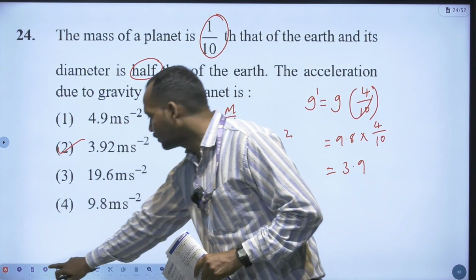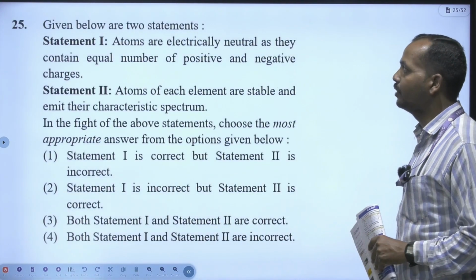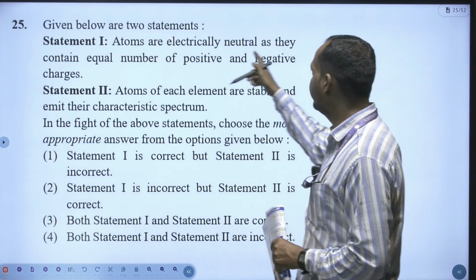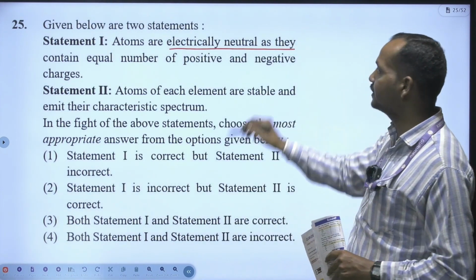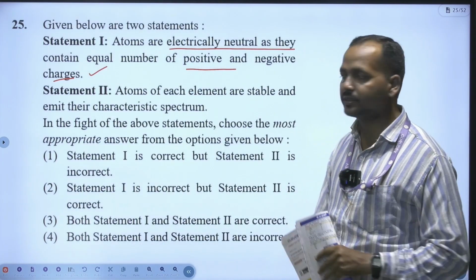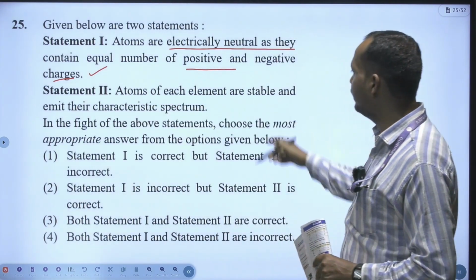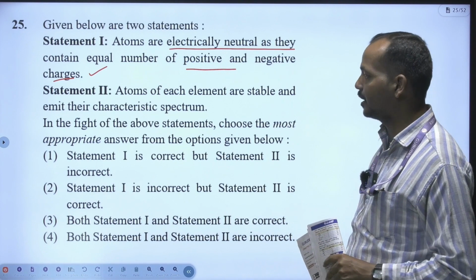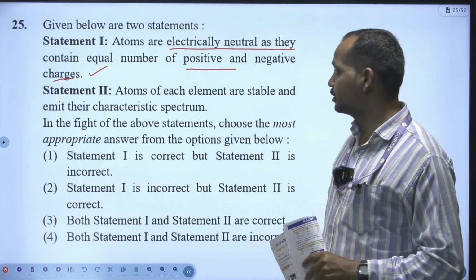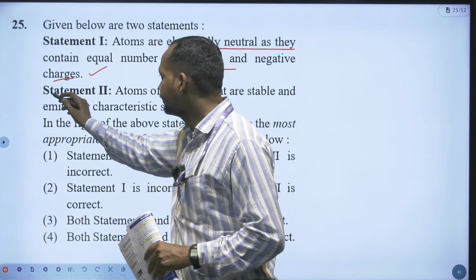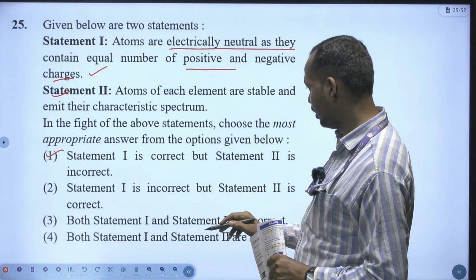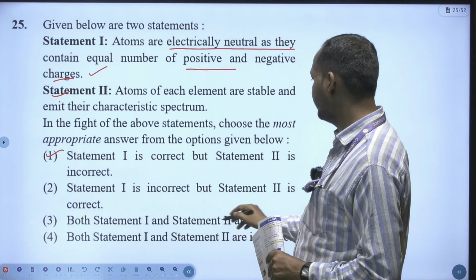The next, 25th question: given below are two statements. Statement 1: atoms are electrically neutral as they contain equal number of positive charges and negative charges. Yes, this is correct. Statement 2: atoms of each element are stable and emit their characteristic spectrums. Yes, atoms are stable and they emit their respective spectral lines. The second statement is also correct. Therefore, statement 1 is correct. So the option is both statement 1 and statement 2 are correct.